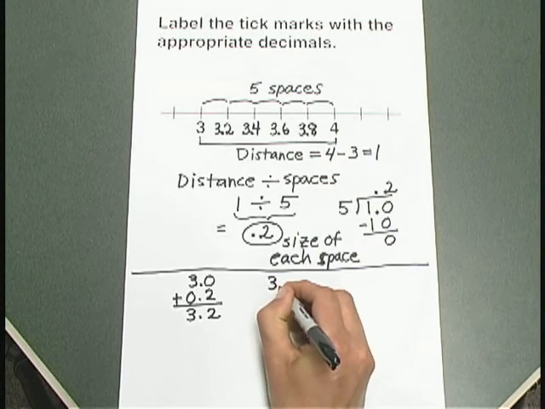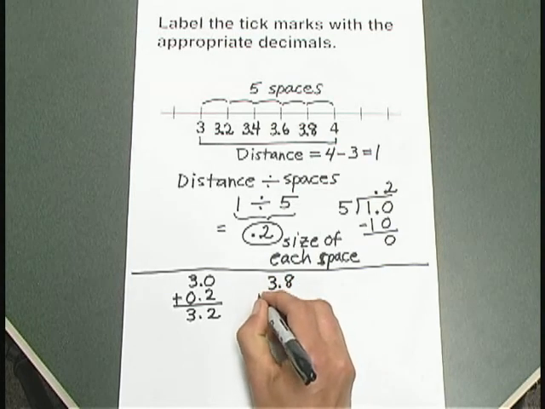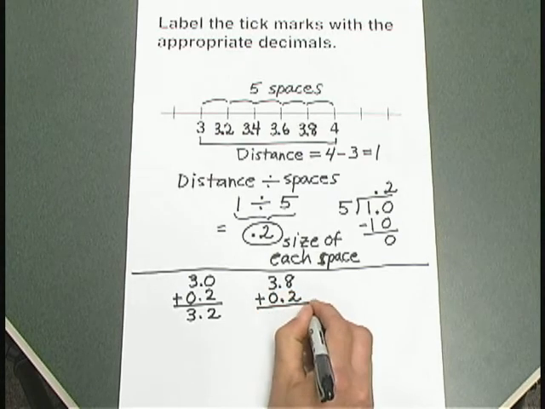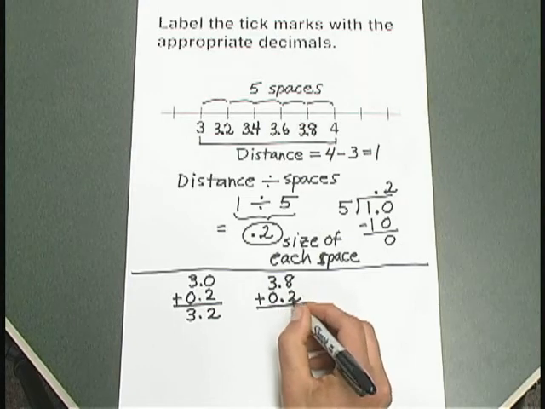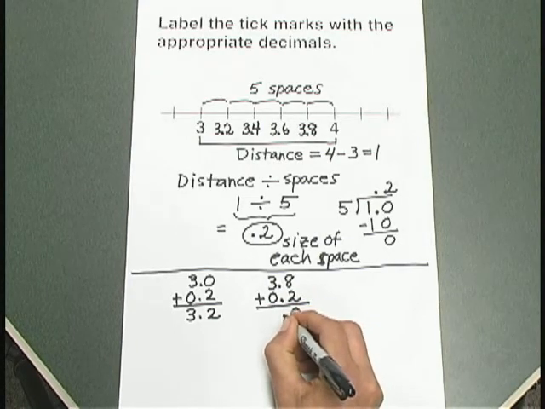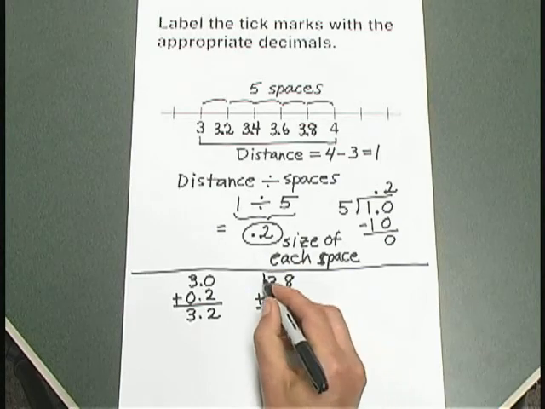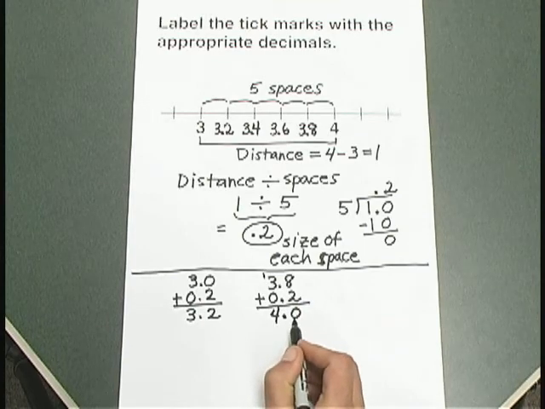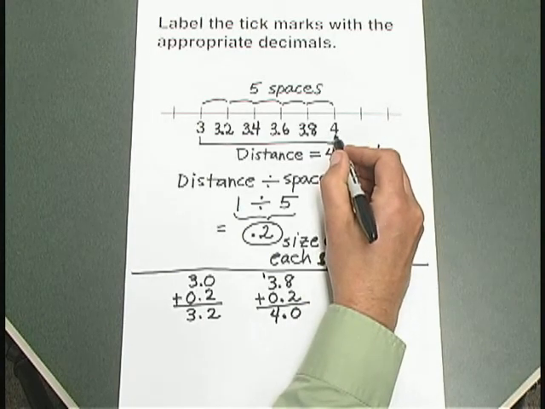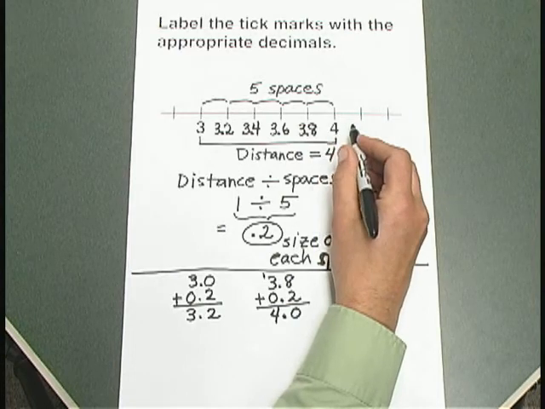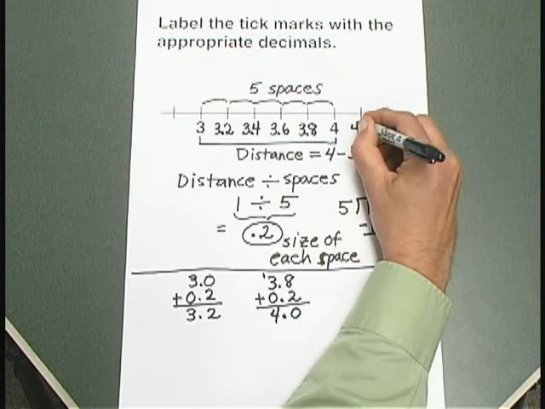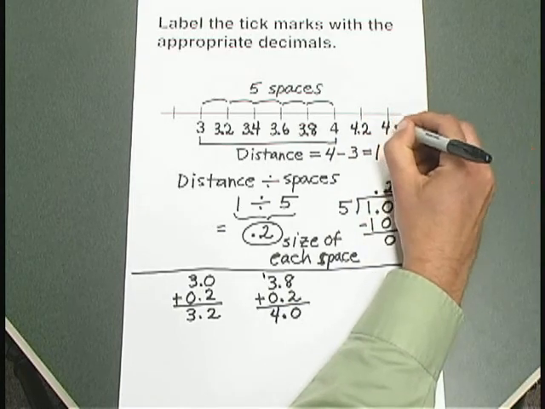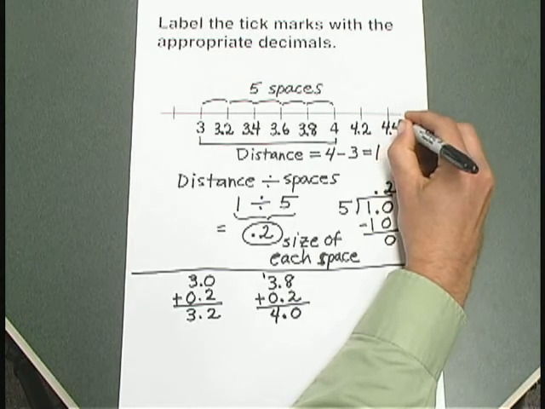Let's look at that separately. If I take 3.8 plus 0.2, 8 and 2 is 10, so I write down the 0, carry the 1, 3 plus 1 is 4. Notice that I get 4.0. Well, 4.0 is exactly the same as the whole number 4. Now, as I continue to the right, I add 0.2 and get 4.2. Add 0.2 more, I get 4.4.